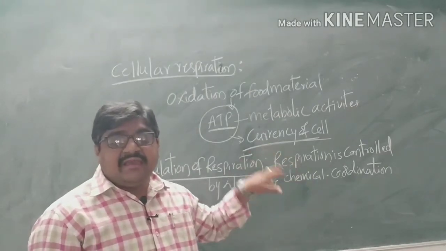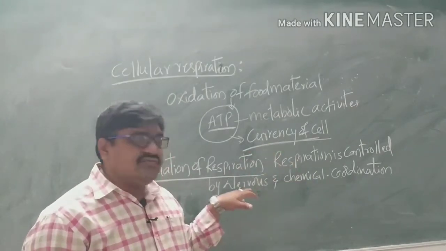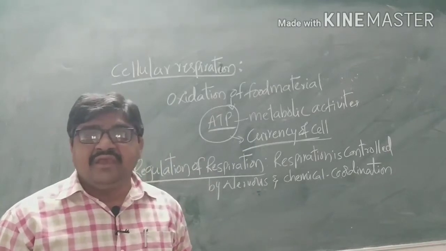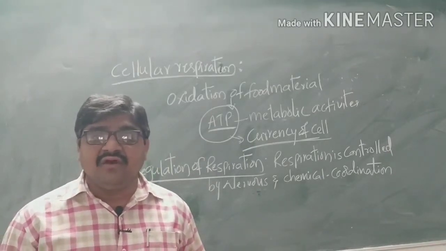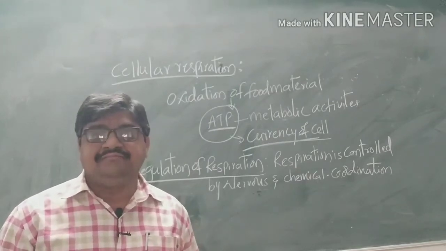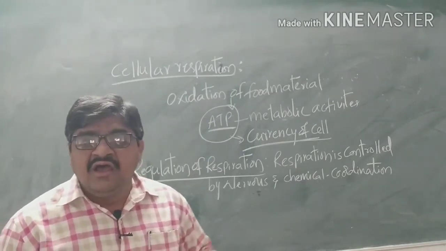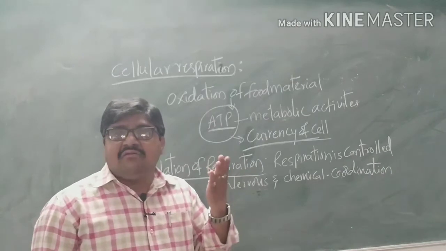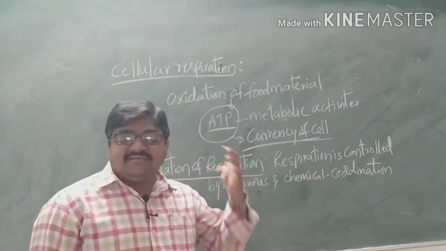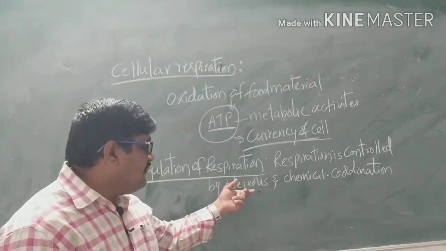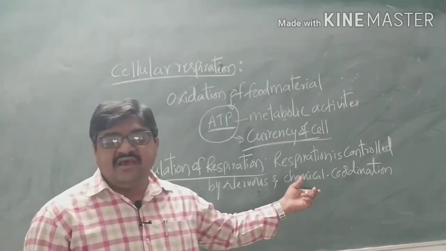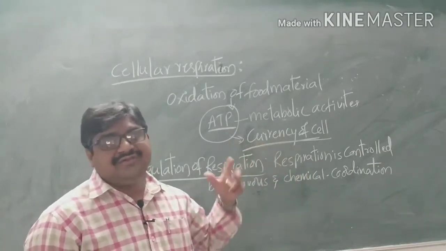So here both chemical coordination as well as nervous coordination take place. They are helpful for regulating, that means initiating, increasing the level of respiration as well as decreasing the level of respiration, which is under the control of the nervous as well as the chemical coordination.